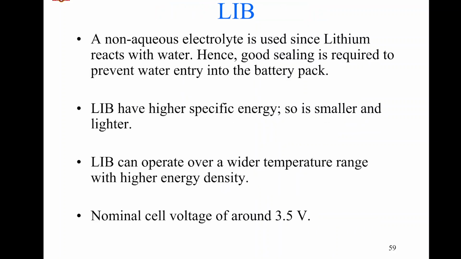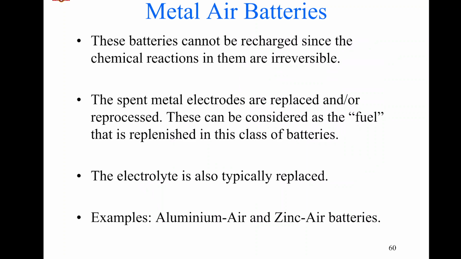Then coming to the metal air batteries, these batteries cannot be recharged since the chemical reactions in them are not reversible. So the spent metal electrodes are either replaced or reprocessed. These can be considered as the fuel that is replenished in this class of batteries. In this case, the electrolyte is also typically replaced.